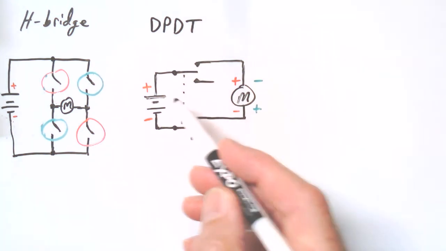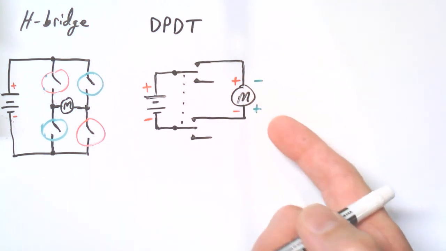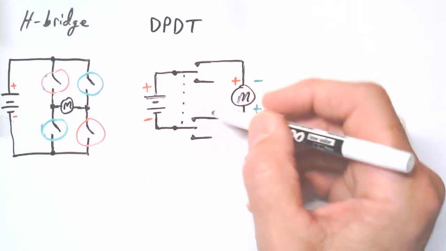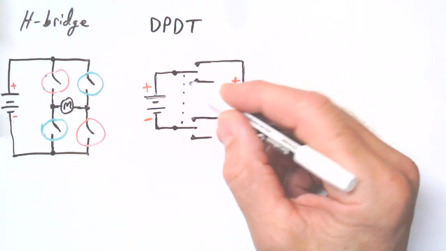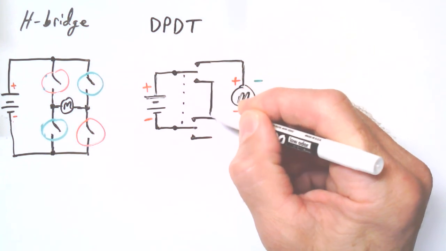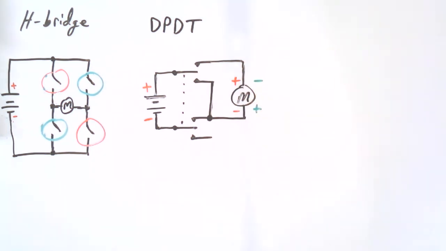I need to take the positive, I guess, to this side of the motor. So that's easily done, right? The positive, when the switch is down, has to go to this side of the motor. I could just do it like that, right? I mean, there are different ways you could clean up the drawing later.